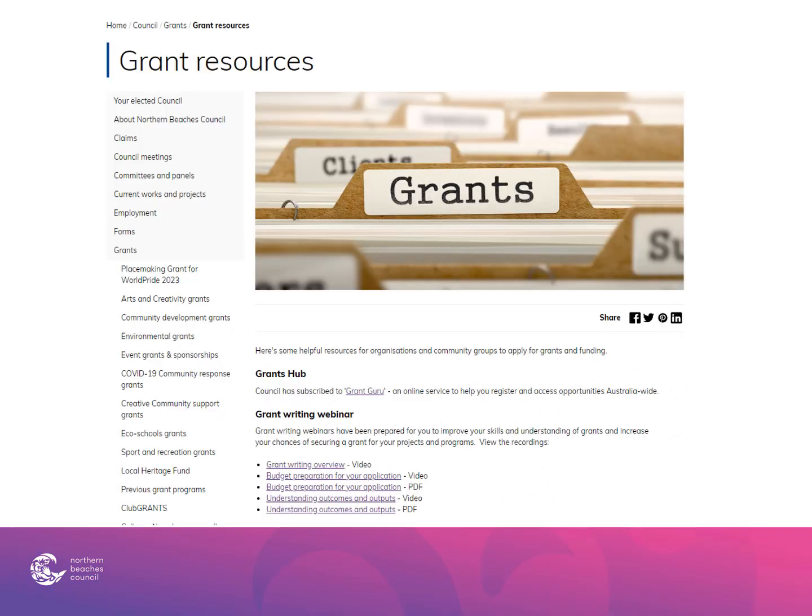In order to evaluate your project, you will need to develop outputs and outcomes. These will help to measure the success or failure of your project and demonstrate its impact. On Council's Grant Resources page, you will find a video and presentation dedicated to helping you understand outcomes and outputs, setting goals and objectives, and evaluation tools. Please ensure you have a look at these resources before making your application.